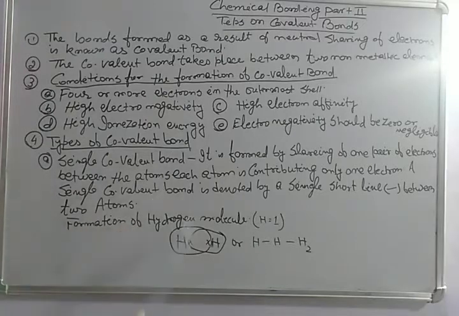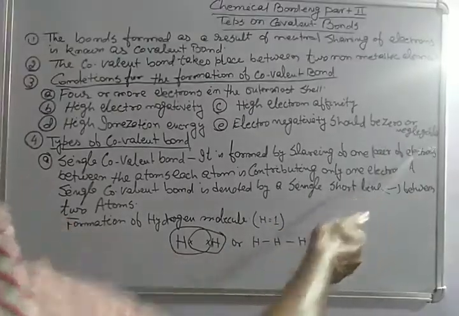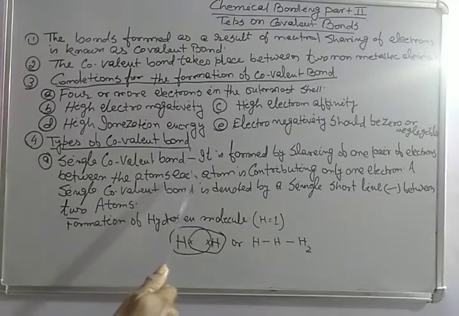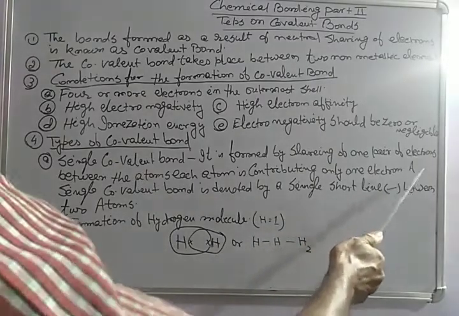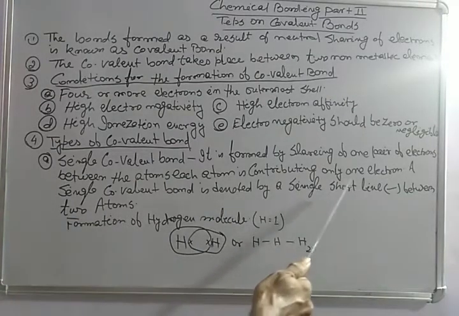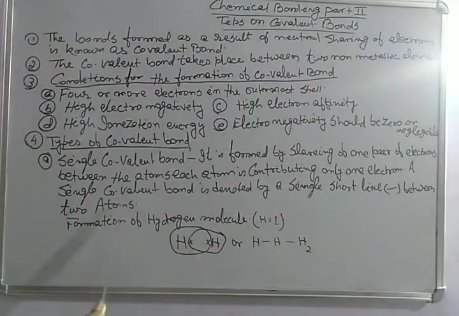Types of covalent bond. The first type is a single covalent bond. A single covalent bond is formed by sharing of one pair of electrons between the atoms. Each atom contributes only one electron. A single covalent bond is denoted by a single short line, a dash, between two atoms.